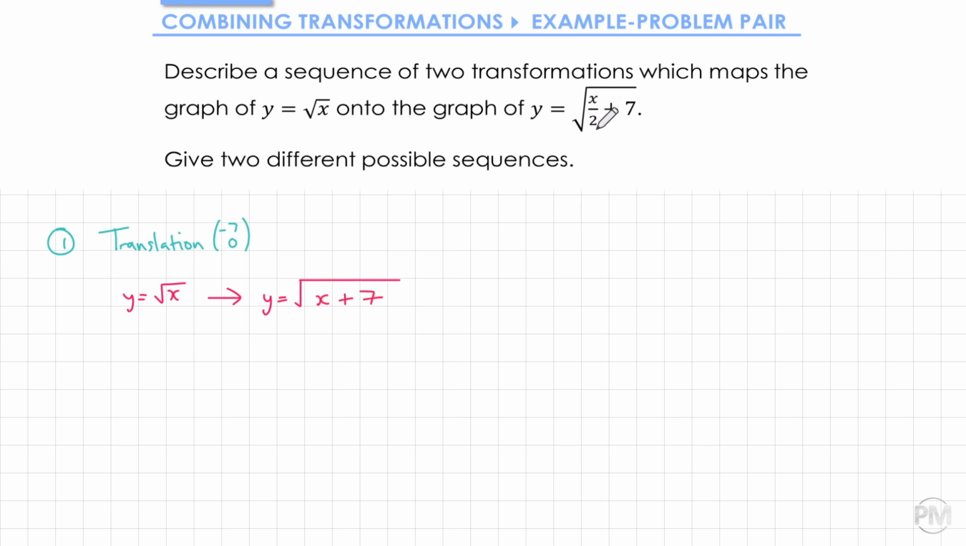Next, we'll deal with the divided by 2 part. Dividing by 2 implies a stretch of scale factor 2. So we have a stretch of scale factor 2 in the x direction. That will get us from y equals root x plus 7 to y equals root x over 2 plus 7.